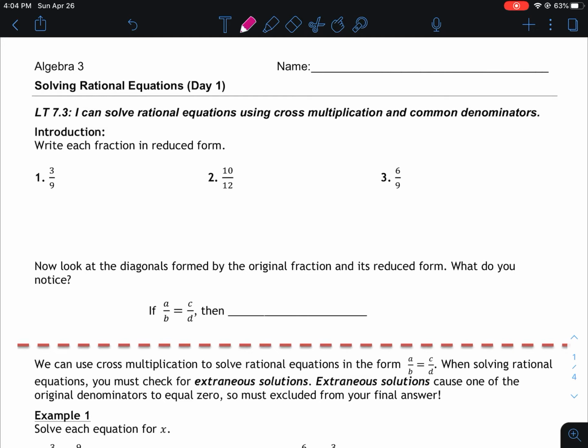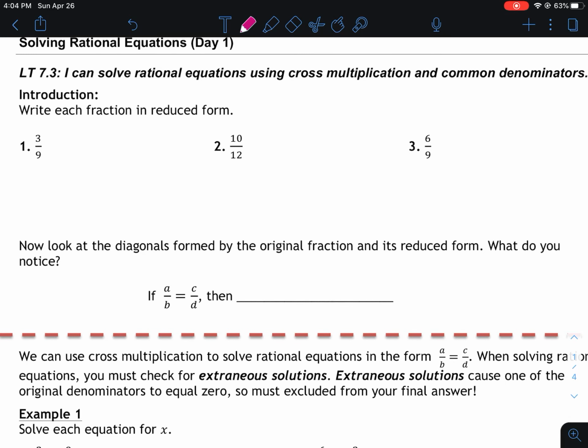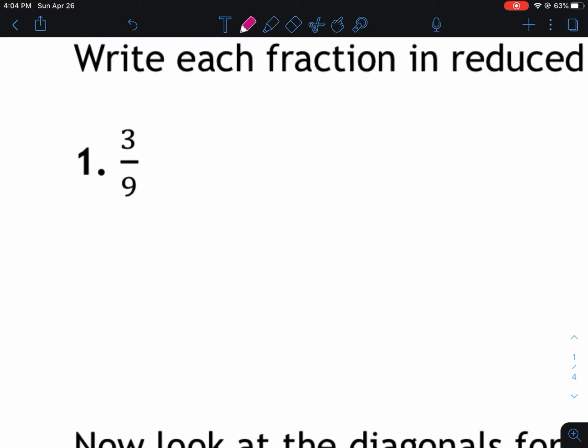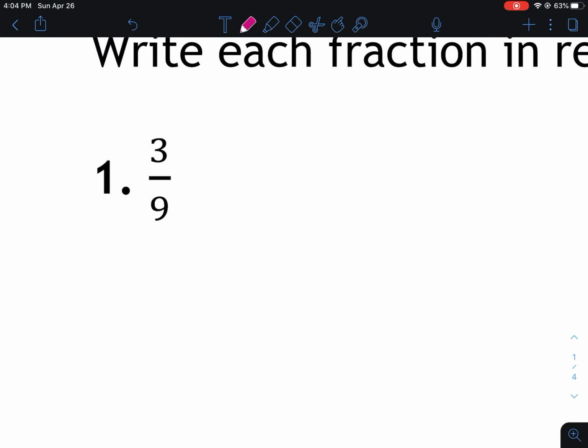For the beginning, we're going to look at reducing fractions. So go ahead and take a minute, pause the video, reduce these, and then come back. All right, here we go. For number 1, 3 over 9, we're going to look at what goes into both 3 and 9, which is 3. I can divide this by 3, I get 1. Divide this by 3, I get 3.